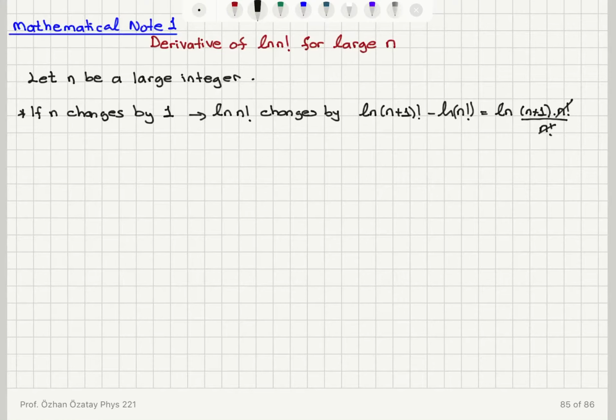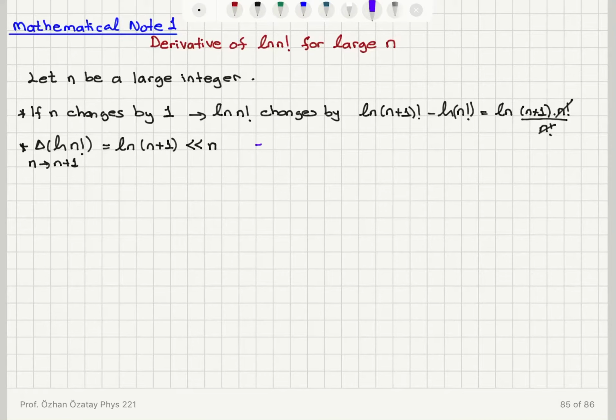Now, the second observation I'm going to make is that the change in the value of natural logarithm of n factorial for n changing by 1, as n goes to n plus 1, which is given by natural logarithm of n plus 1, this number is always going to be much smaller than the value of n. Now let's demonstrate that.